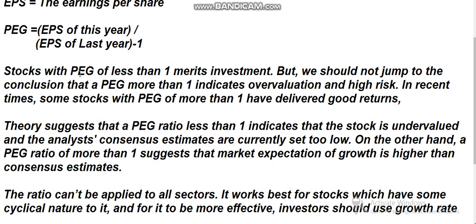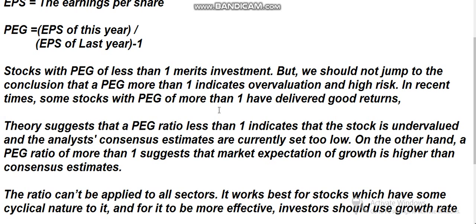I will just read this out: stocks with PEG of less than 1 merit investment, but we should not jump to the conclusion that PEG more than 1 indicates overvaluation and high risk. In recent times, some stocks with PEG more than 1 have delivered good returns. Some stocks which have more than 1 PEG, which is overvalued, have also delivered good returns, because there are many indicators. If we study the balance sheet, based on that we can conclude whether we can buy the stocks or not.